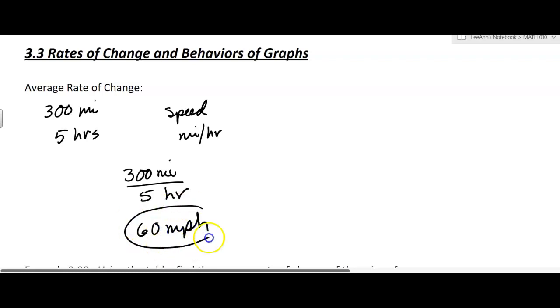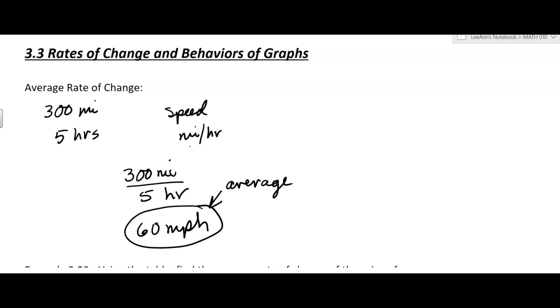Okay, this would be considered an average. You weren't going 60 miles an hour the whole time. I mean, you were backing out of your driveway, and you're not going to go 60 miles an hour doing that, I hope. And then there were stops and traffic, and maybe you slowed down, you sped up, that type of thing. But this would be an average rate of change, it's called. So you're changing something over, a lot of times it's time, but it doesn't have to be time. Anyway, in this case it's over time.